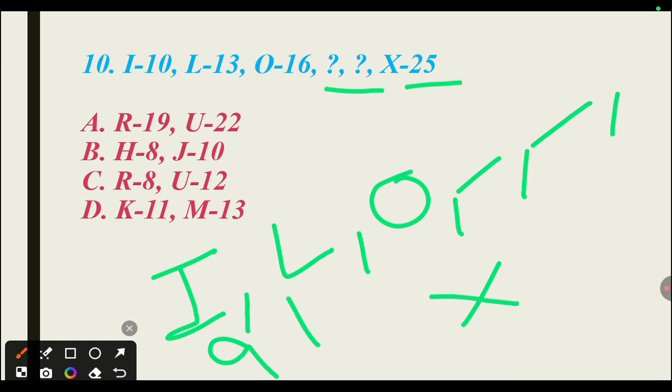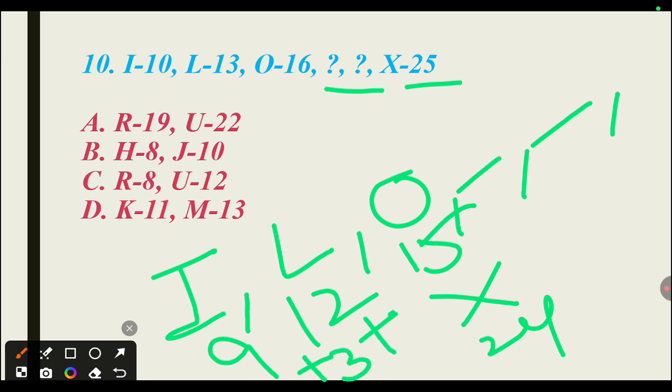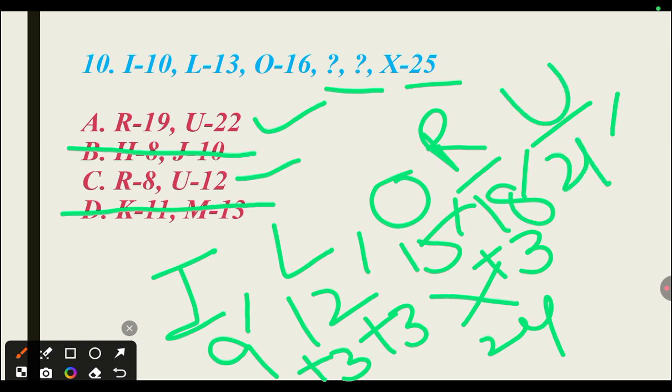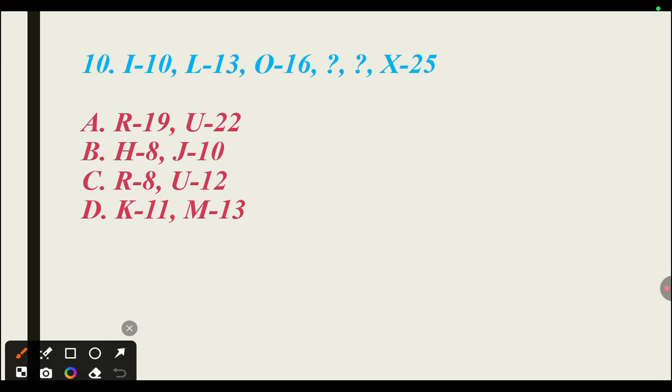So 9, 12, 15, 24. So 9 plus 12 means 2 plus 1, 3. Again 12 plus 15 means 3. 15 plus 3 means 18. 18 means R. So definitely your answer will start with either option A or option C. So definitely I can eliminate these two, right? Now R is fixed. Do I need to look at the second one? Actually, no need. But to make you learn the concept, I'm teaching. 18 plus 3 means 21. 21 means U. Now let us look at the numbers.